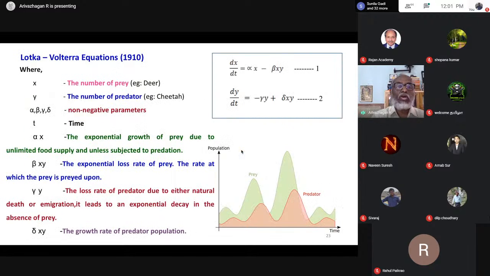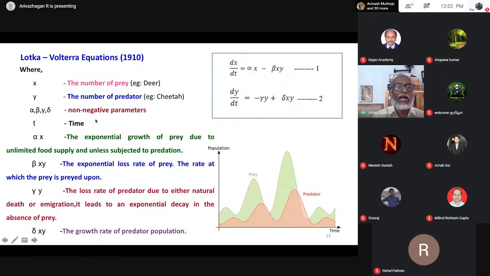Right. So now the Lotka-Volterra model defined the interaction like a differential equation like this. A very beautiful equation, that is dx by dt, dy by dt. The x denotes the number of prey, for example, deer. Y denotes the number of predators, for example, cheetah. What is dx by dt? It is the rate of change of population of prey. Dy by dt is the rate of change of population of the predator. Both are time dependent. Therefore, it is called dynamic.